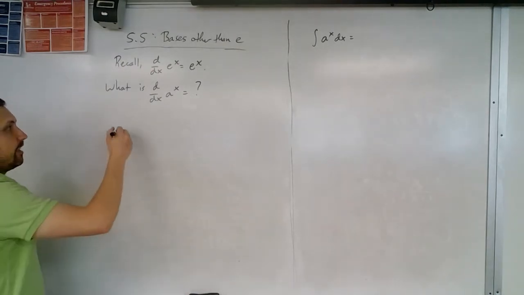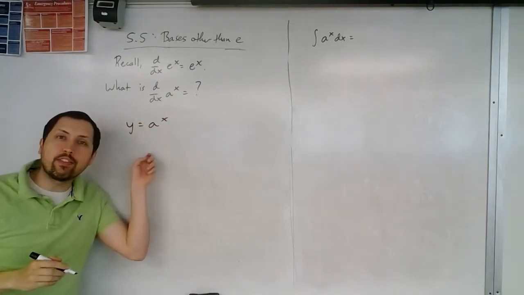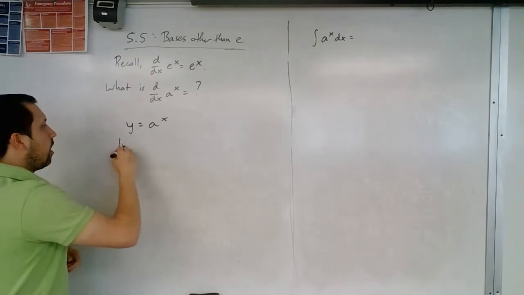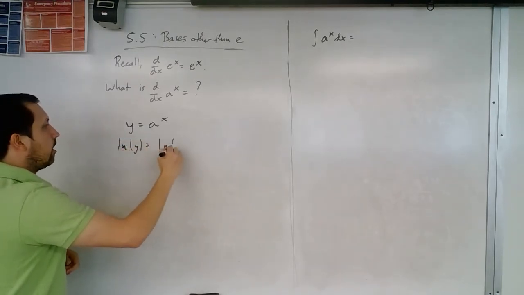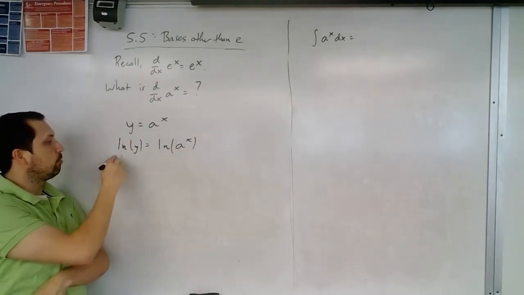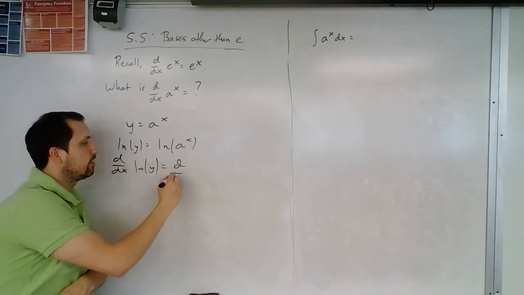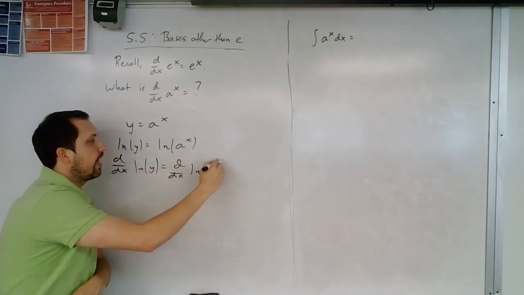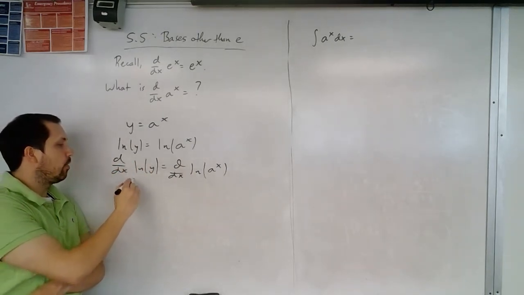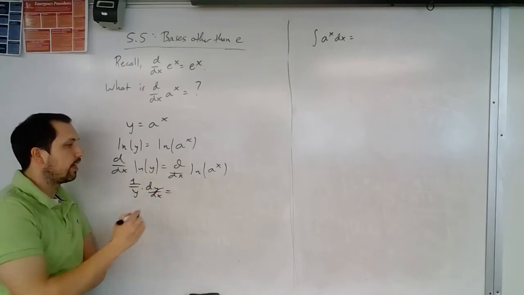Remember, if we have y equal to a to the x, and I'm trying to find the derivative of this, I can do logarithmic differentiation. So I take the natural log of both sides, natural log of y equals natural log of a to the x. Then I take the derivative of both sides with respect to x. On the left, I get 1 over y times dy dx.